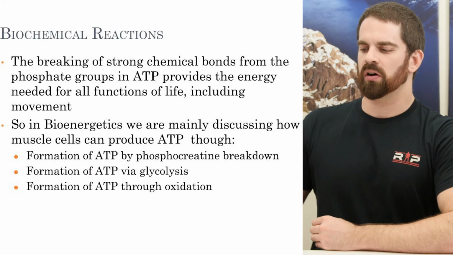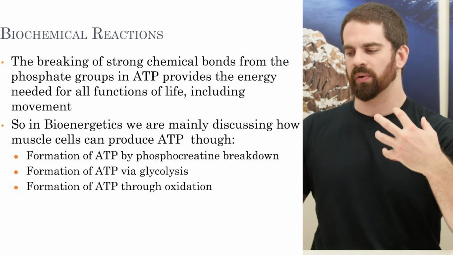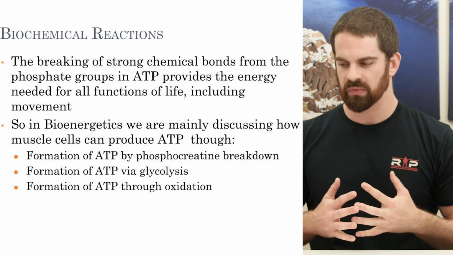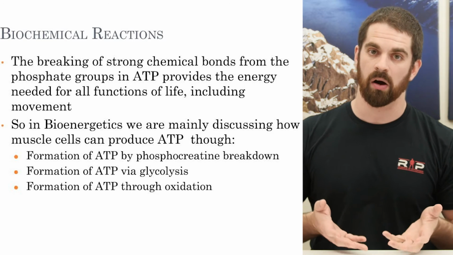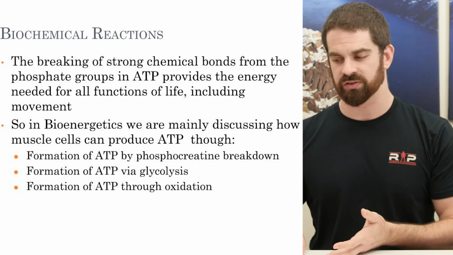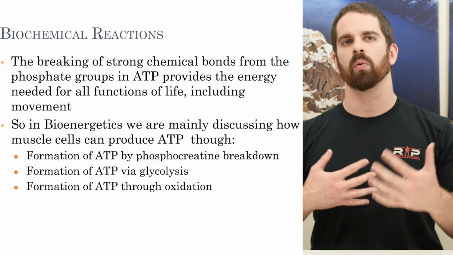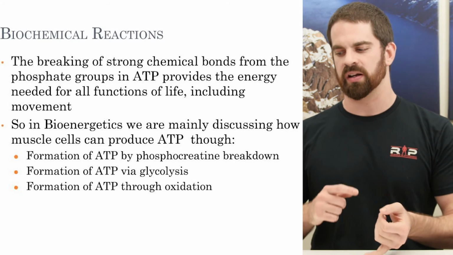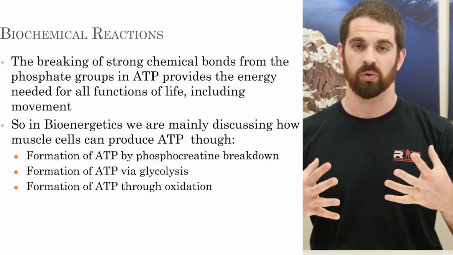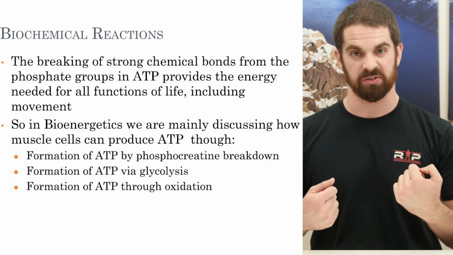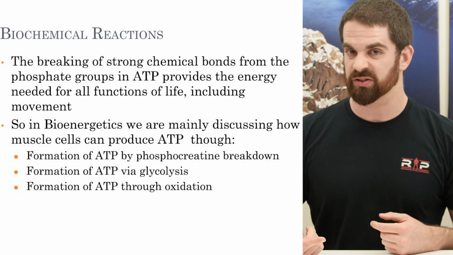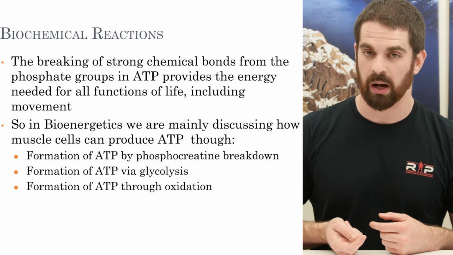All right, so we know again that the breaking of those chemical bonds provides the energy for all of life's various functions. Now, typically when we're talking about bioenergetics and exercise physiology, we're trying to figure out how we resynthesize ATP through a couple major processes. The first one is through phosphocreatine breakdown. So we actually store phosphocreatine in our muscle cells. When our ATP stores run out during high intensity exercise, they tend to run out really, really fast, within a couple seconds.